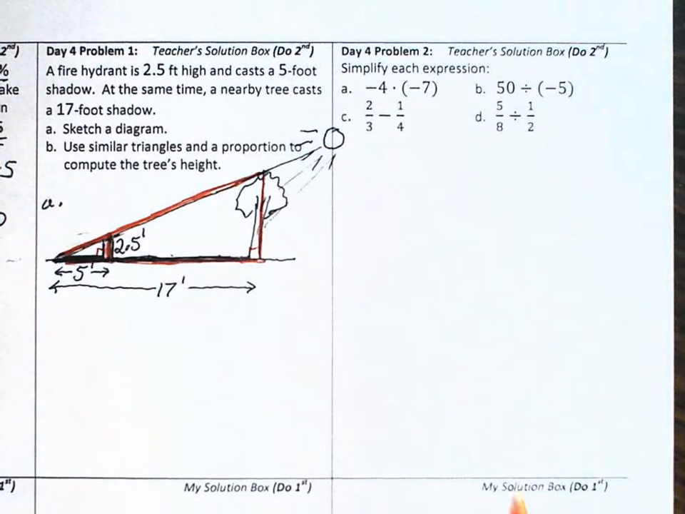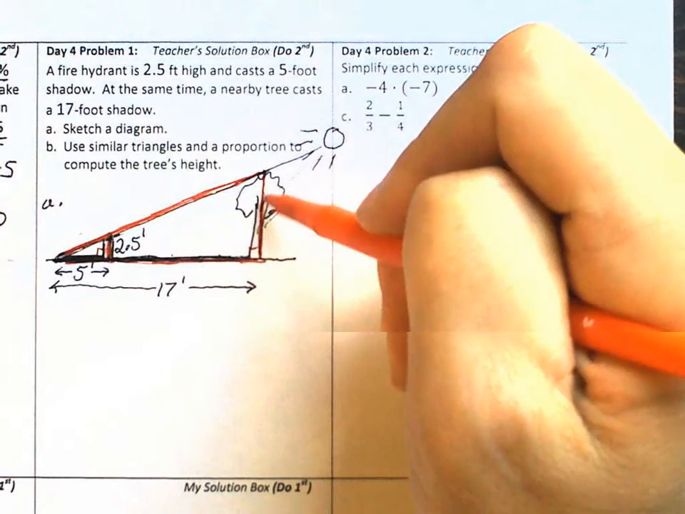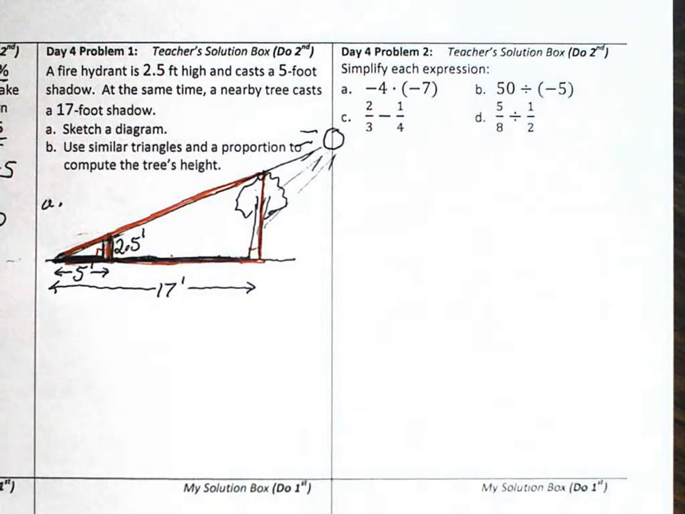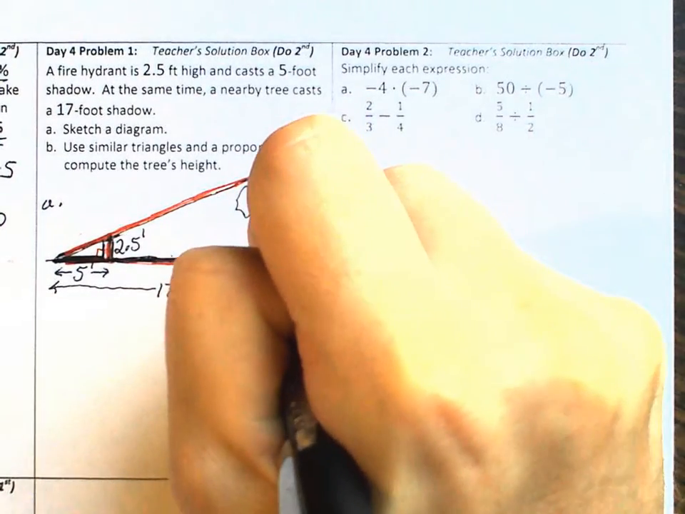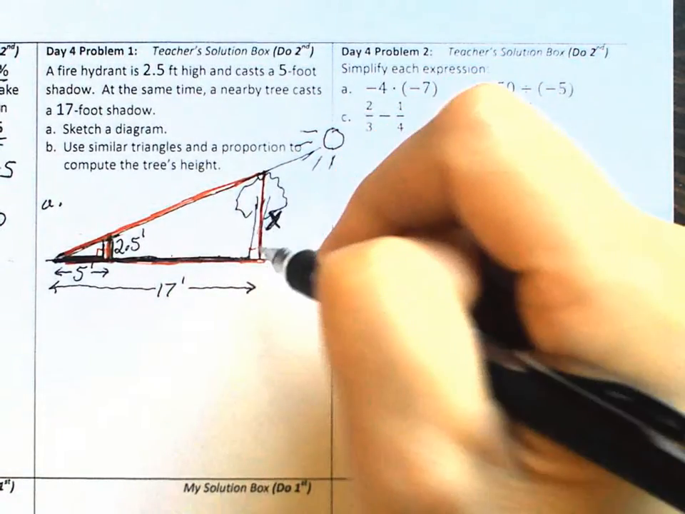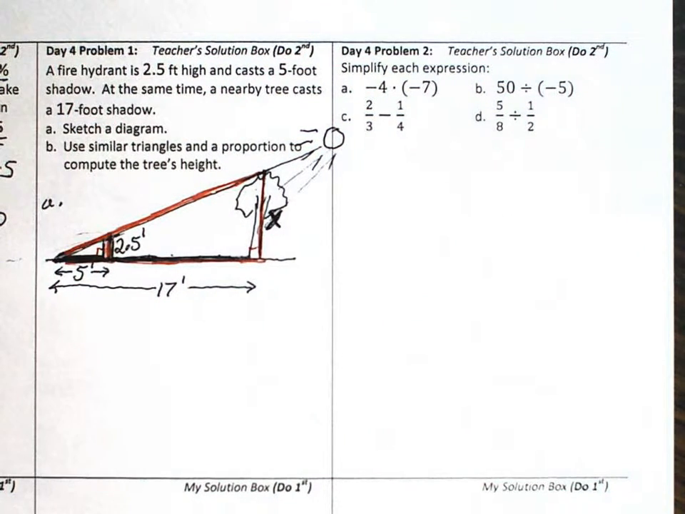Okay. What we do not know is how tall is the tree. And since we don't know that, we can use a variable to represent it. For instance, maybe the letter X could be written on this side of the triangle. Okay. So here is our diagram for part A.